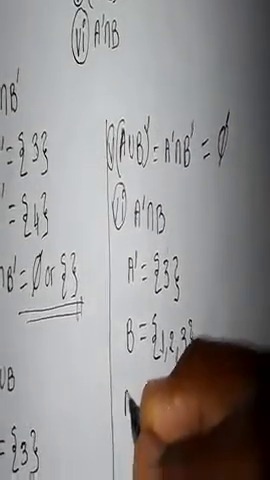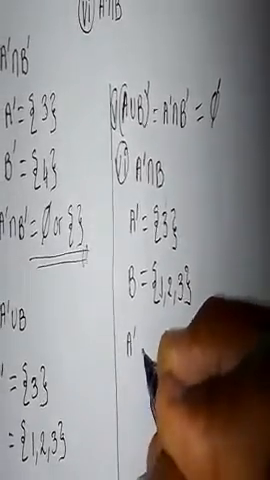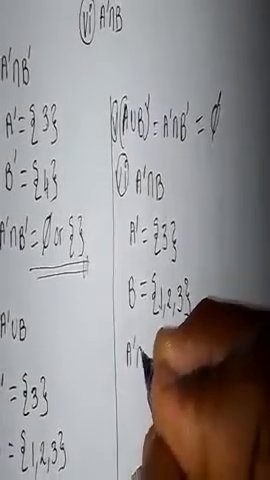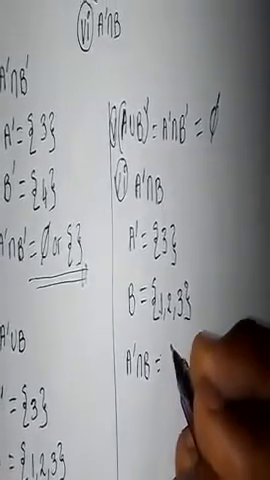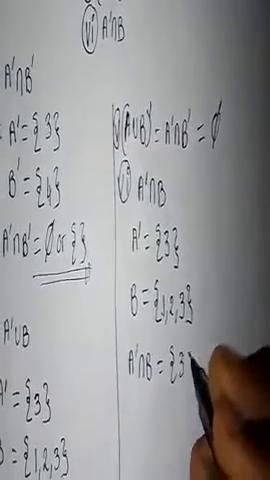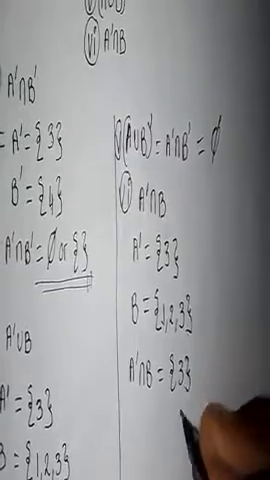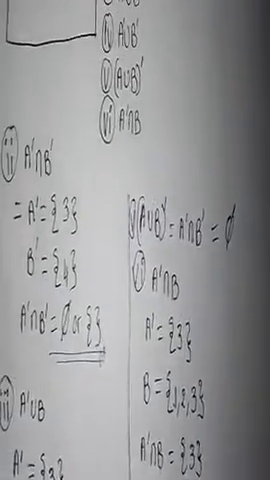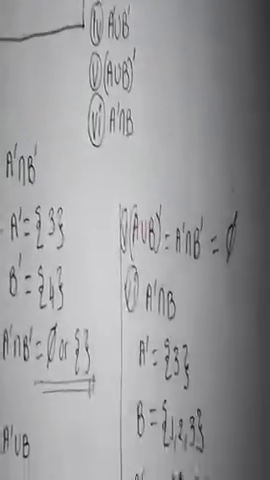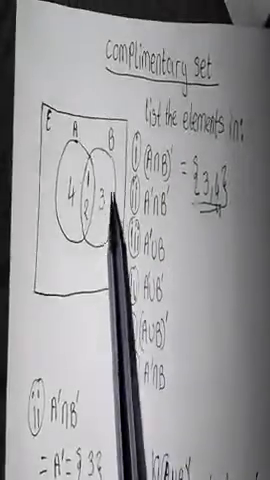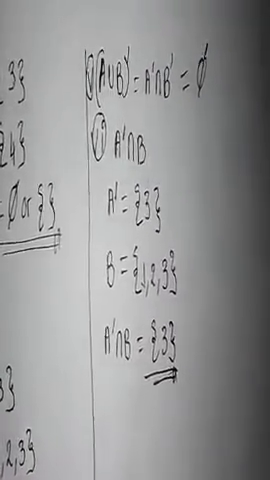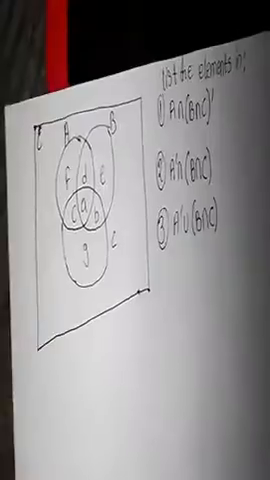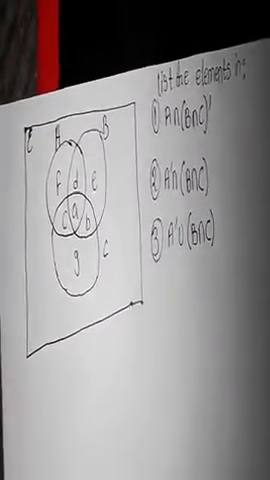So A complement intersection B equals 3. You can even see it says A complement, so don't touch the elements in A, everything outside A only. So this is why it's 3. Now let's go to the next question. So here is the next question.